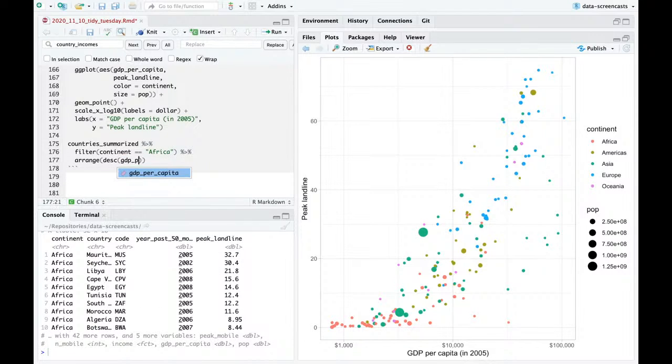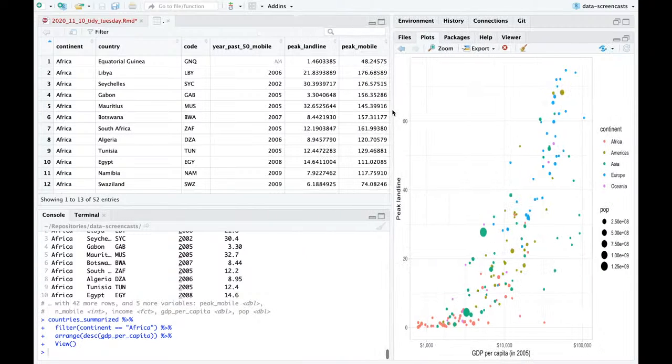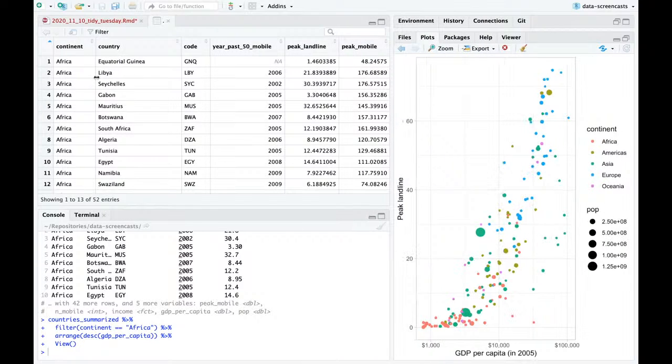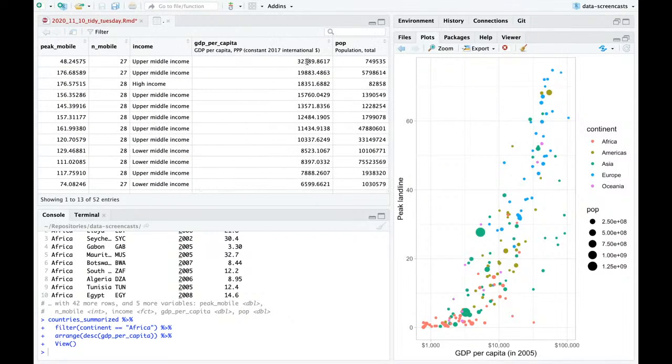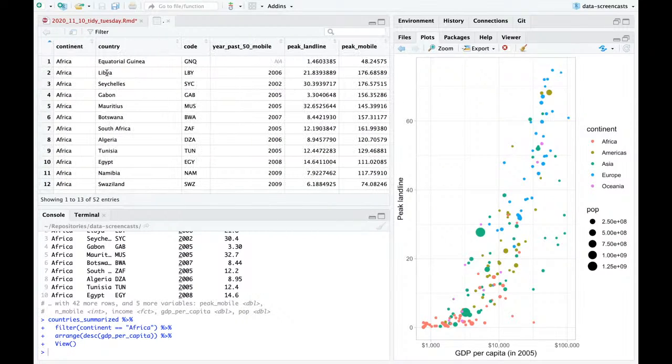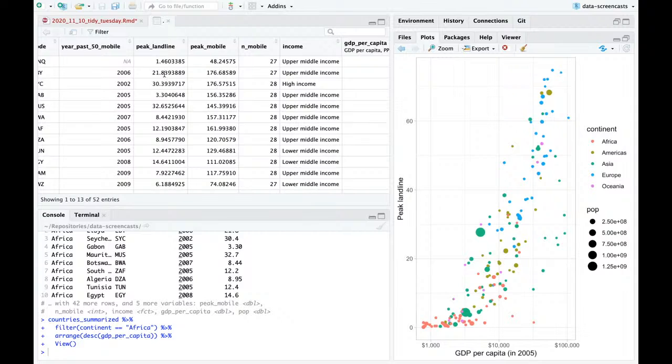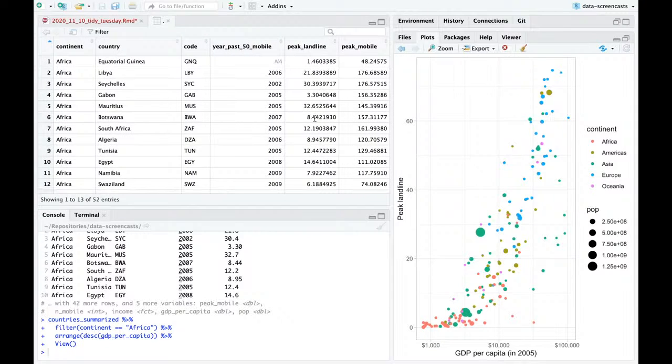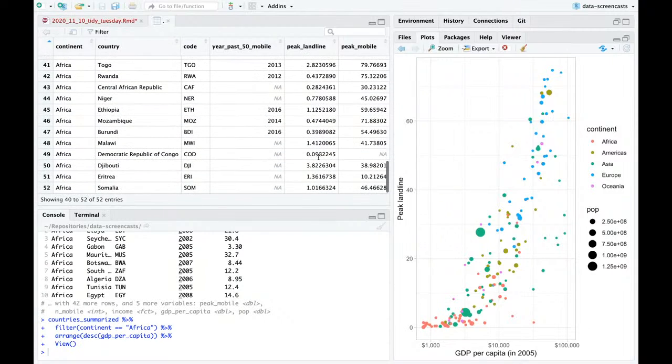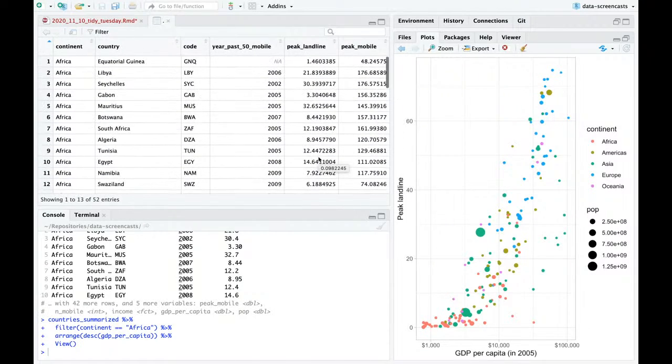Actually, I'll arrange by GDP per capita. Actually, I'll get these missing. Okay, so the GDP per capita. Yeah, the richest countries in Africa per capita look like Libya, Seychelles, Gabon, Botswana, but still, some of them really don't have much landline use even at the peak. The poorer countries definitely don't, but even some of the richer ones don't. That's kind of what I'm seeing come across here.